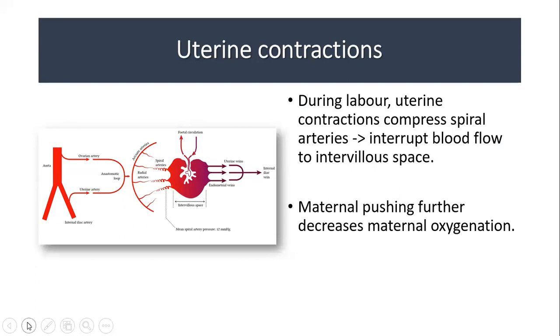So these uterine contractions compress spiral arterioles within the circulation and interrupt blood flow to the intervillous space, essentially limiting blood flow in an already hypoxic environment for the fetus. The fetal environment is naturally hypoxic, with the baby sitting at about 70% oxygen saturation, and this drops further to about 30% when labor starts. And this is caused by the contractions, but babies normally cope with this with no problems. Maternal pushing efforts during the second stage will also further decrease maternal oxygenation and therefore fetal oxygenation.